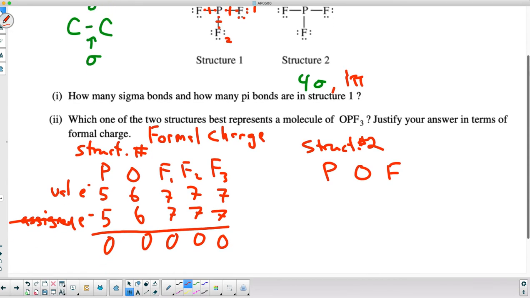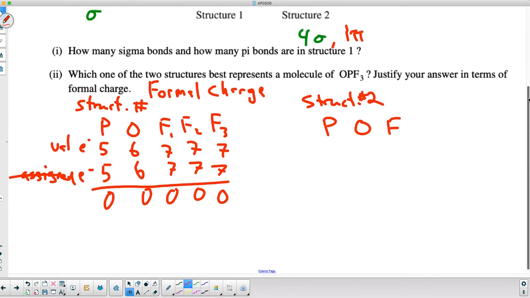So I'm going to just write down the F, F, and F, like this. Valence electrons are exactly the same as they would be. So it's 5, 6, 7, 7, and 7. The assigned electrons is different now. If you check it out, you'll notice the difference for the assigned electrons here.